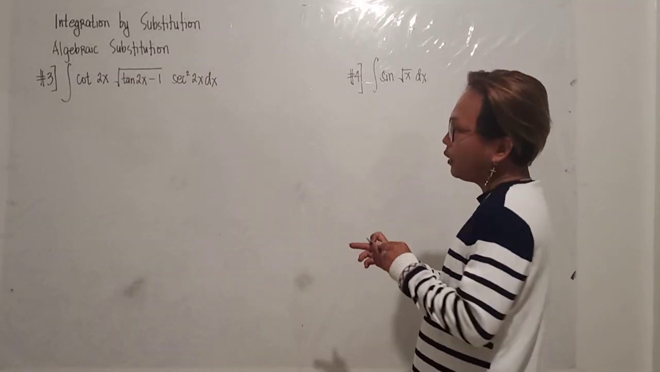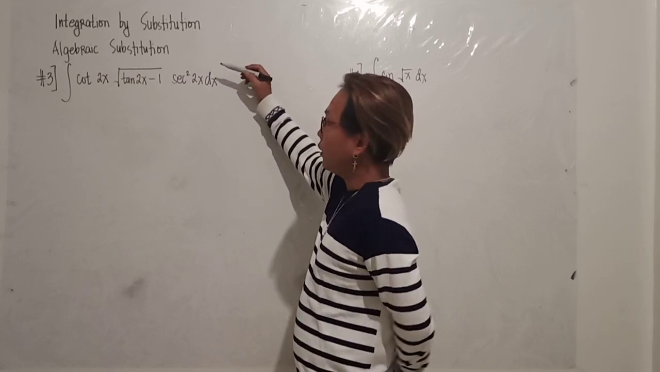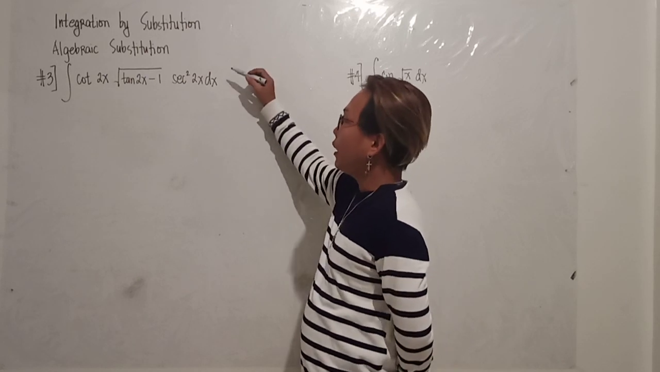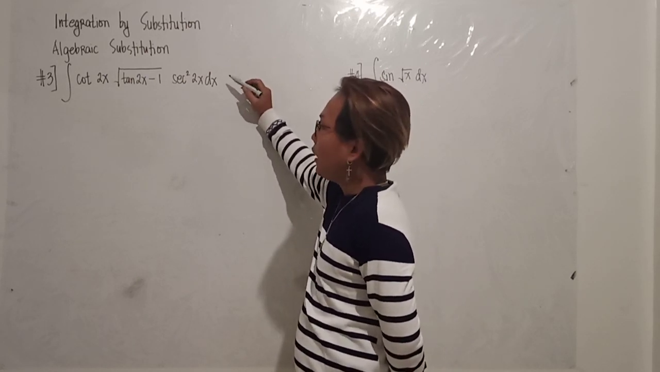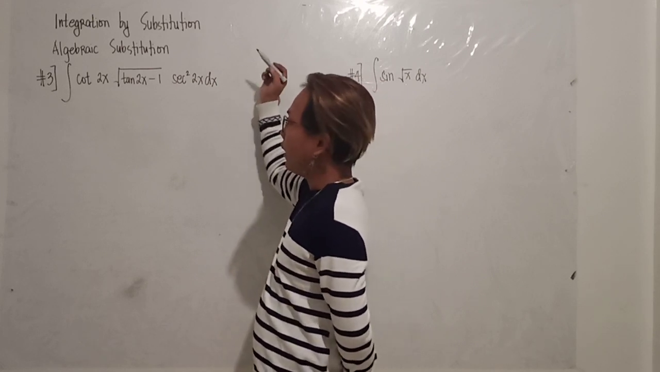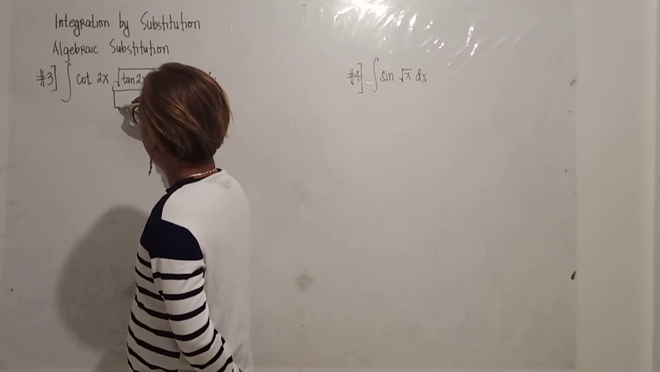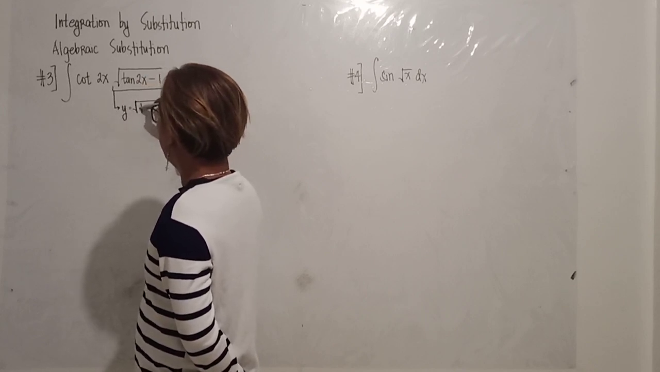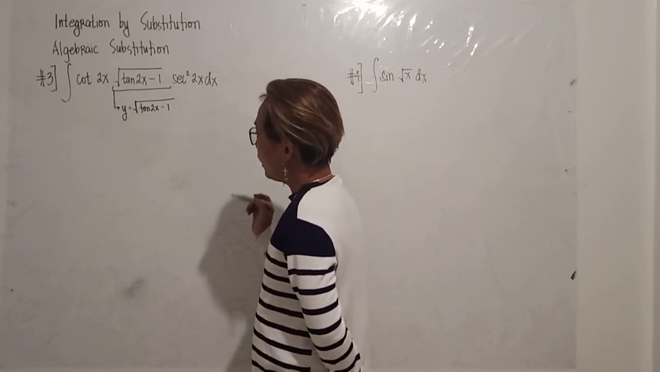Okay, next example is the integral of cotangent 2x multiplied to the square root of tangent 2x minus 1 multiplied to secant squared of 2x dx. Now our target is to eliminate the square root or the radical sign. So you will set this as your y. So you will now have y equals the square root of tangent 2x minus 1.